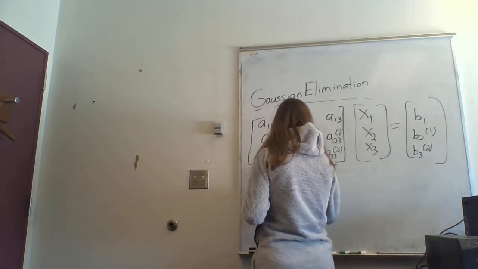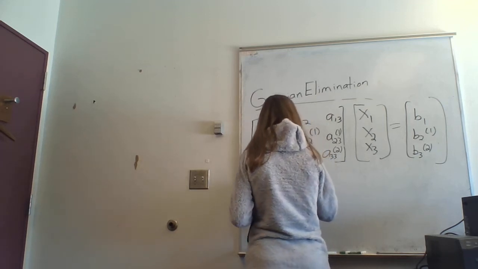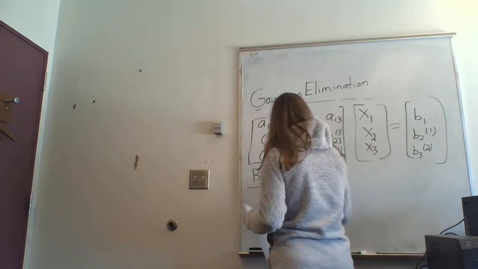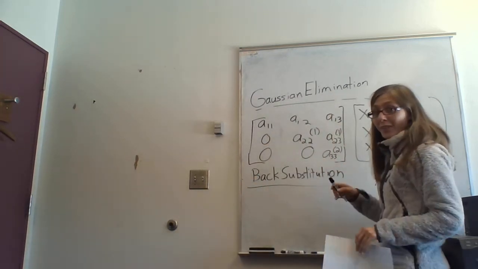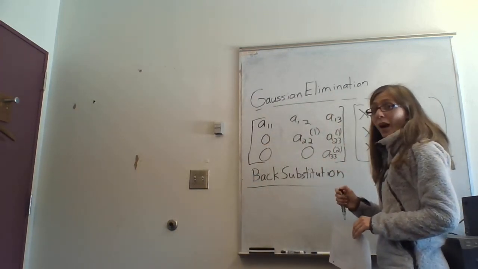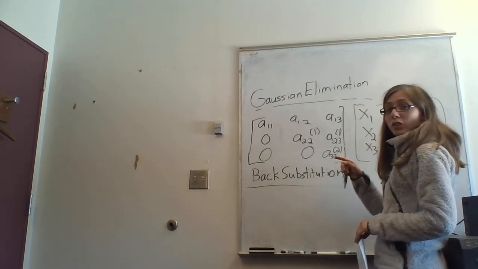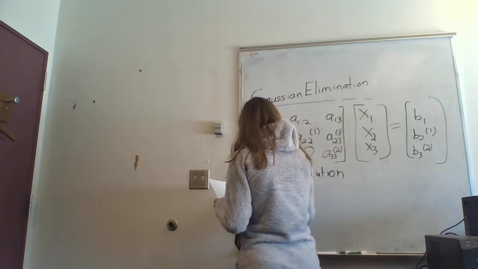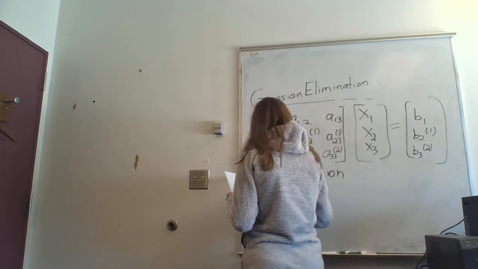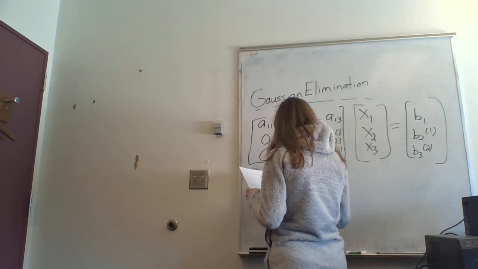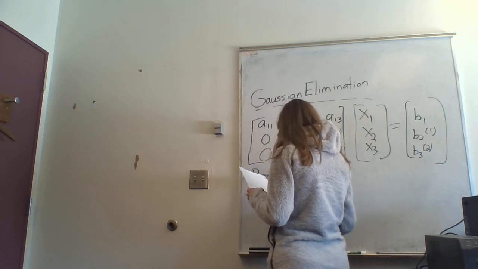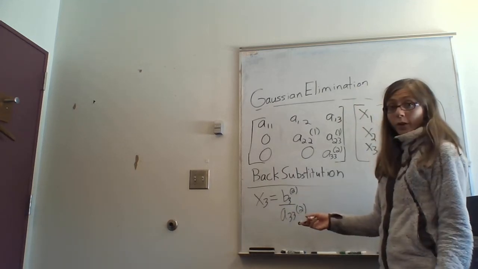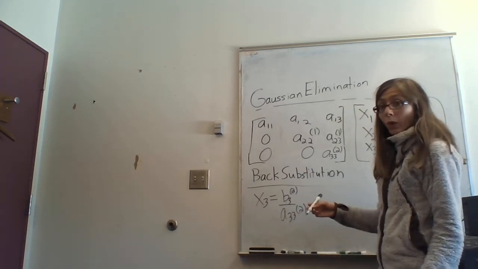Okay, so now we see why we wanted to get ourselves in this form, because it makes it really easy to code the sense of going backward to get all the values of all your x's. So because of this, we can see that x3 would be b3 2 over a3 3 2. And so that would also not be hard to code in terms of columns and rows.